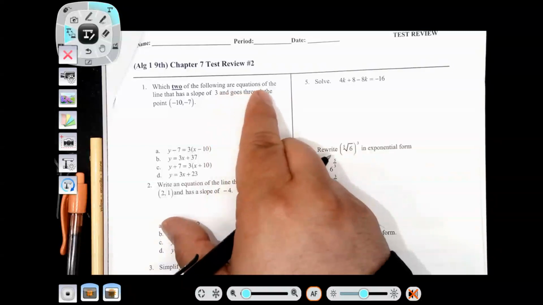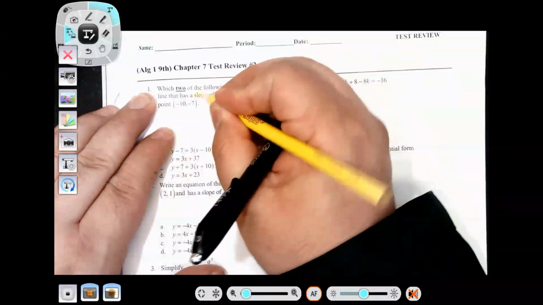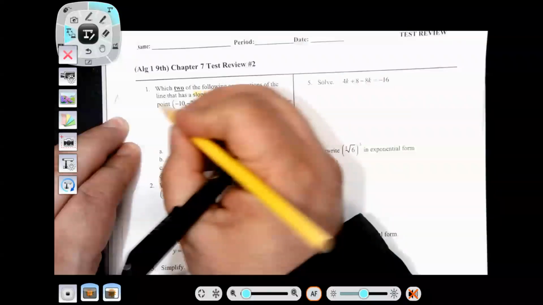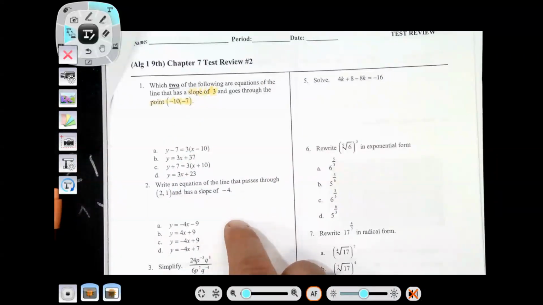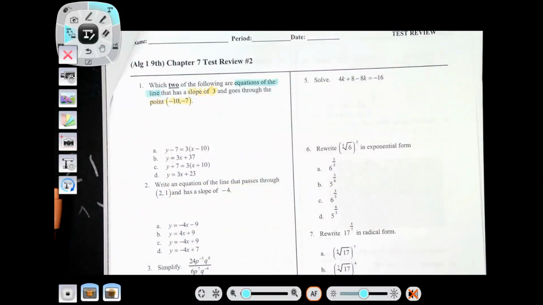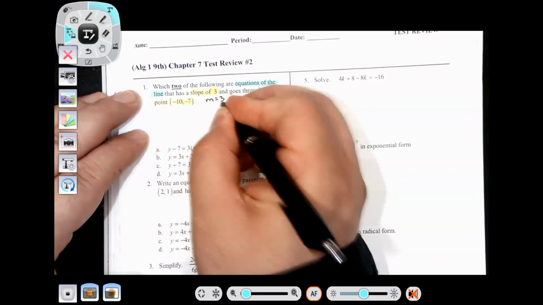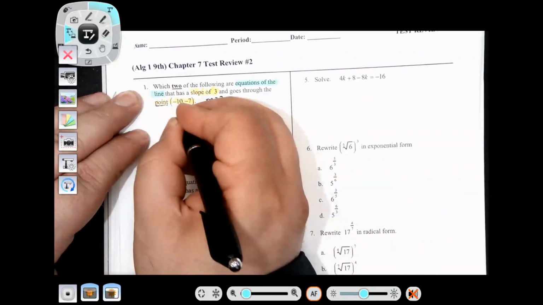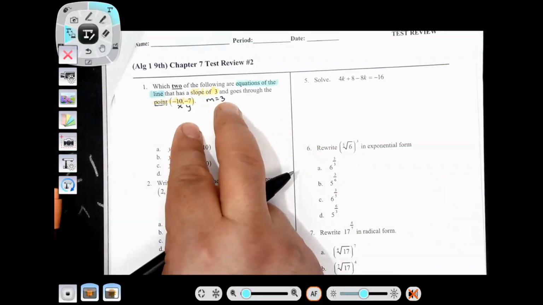Which two of the following are equations of the line that has a slope of 3 and it goes through this point? See, so right off the bat, we notice they said, give me an equation of a line. So equation of a line, well, we have a go-to for that one. We'll write it shortly. They said slope is 3, so that's my m is 3. When they give me a point, well, it's always x and y. So I need an equation that has room for 3 letters.